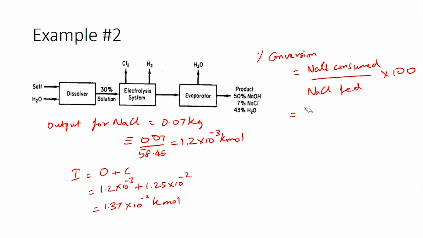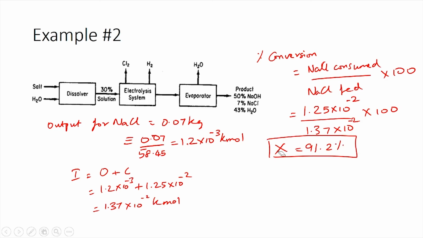So, we know that NaCl consumed is 1.25 times 10 power minus 2 and NaCl fed is 1.37 times 10 power minus 2 times 100, giving us the percentage conversion as 91.2%. So, with this we have calculated the percentage conversion of NaCl in the system.